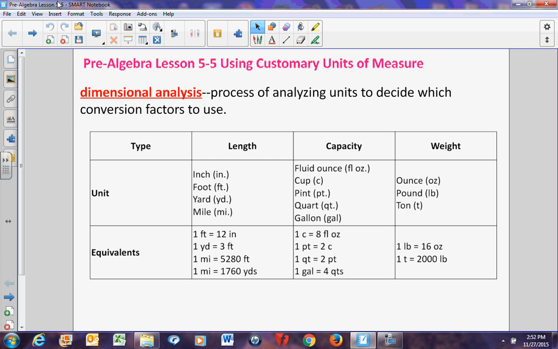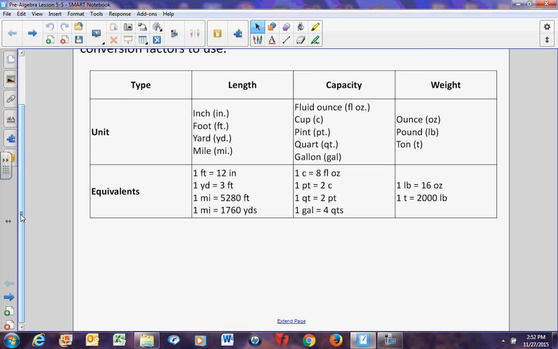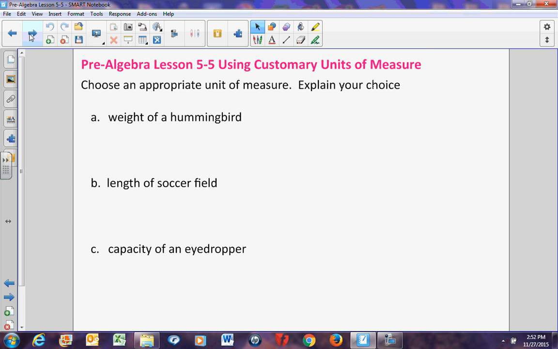The more we work with these customary units of measure, the better you will get at them. Okay, so we're going to use an appropriate unit of measure. We're going to explain our choice, much like when we did it with the metric system. The weight of a hummingbird. Well, if you know what a hummingbird is, a very small bird. Wings flutter super, super fast. In fact, you can't even see them when they're moving, so they're moving so fast. But it's not a very large bird. Since it isn't a very large bird, I'm going to use ounces. Since the hummingbird is small, it's a very small bird.